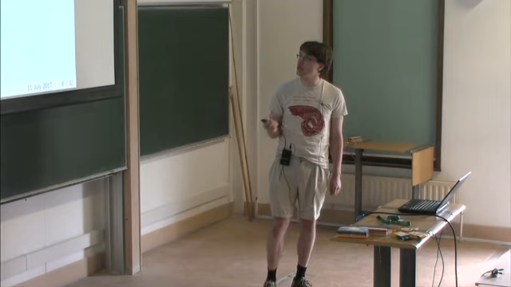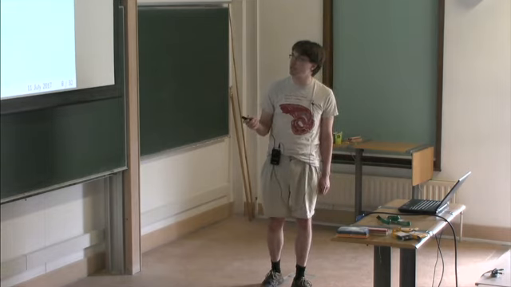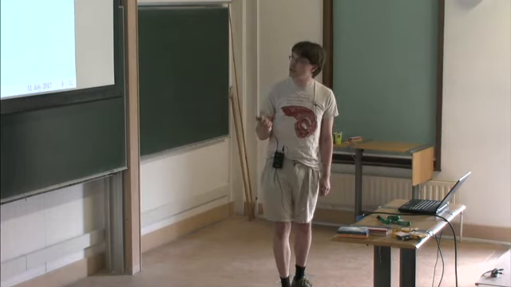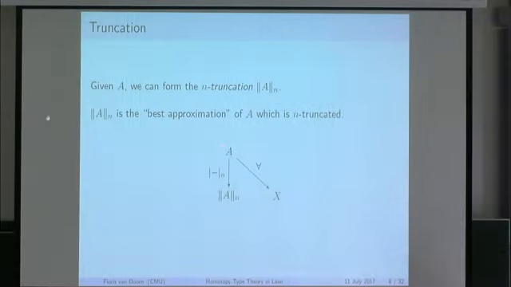What I mean by that is that I have a map from A into the n-truncation, and then it has a universal property, namely for any map from A to X, where X is assumed to be n-truncated, there exists a unique map from the n-truncation of A to X, such that this triangle commutes.